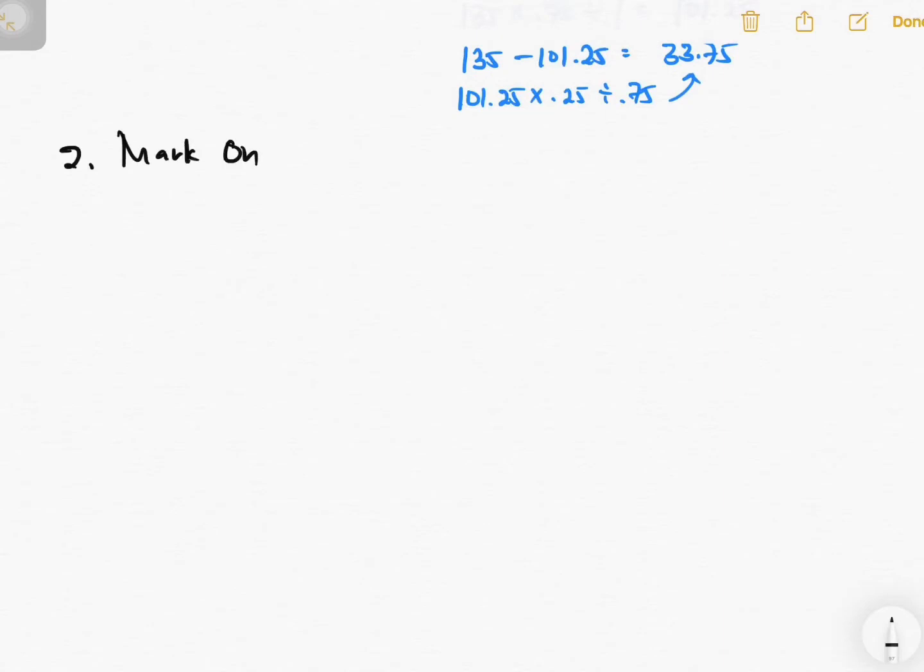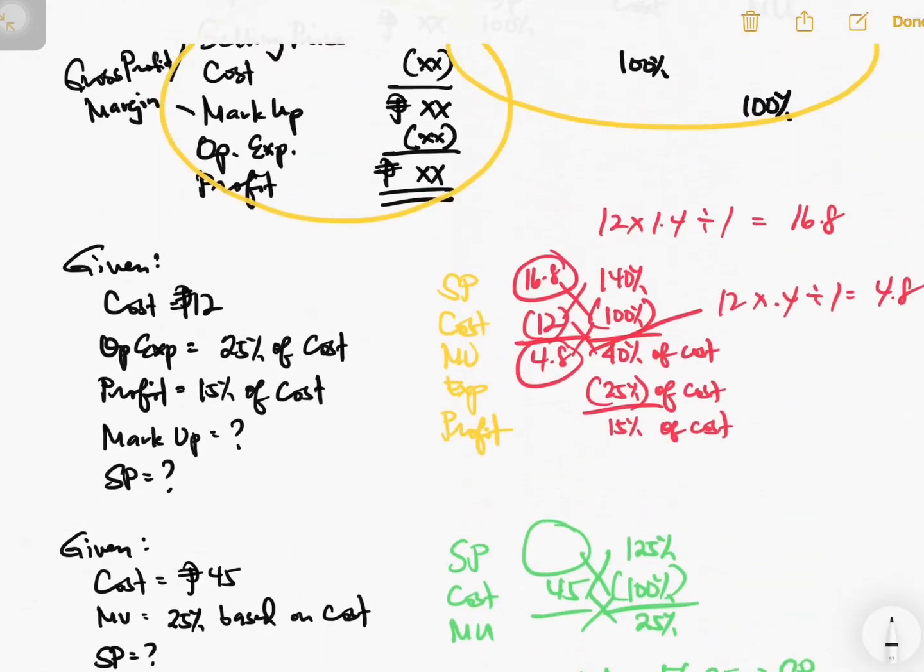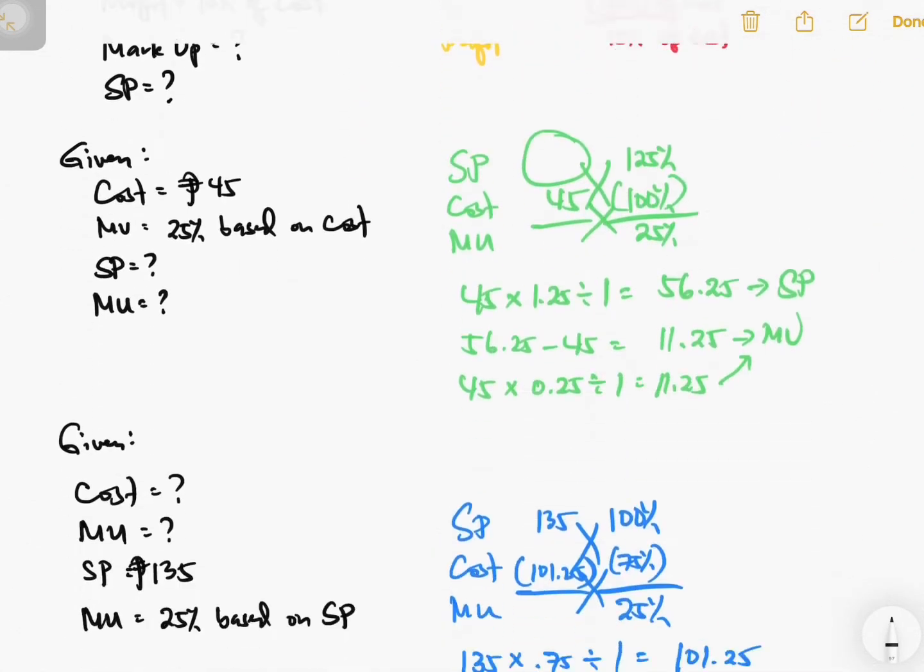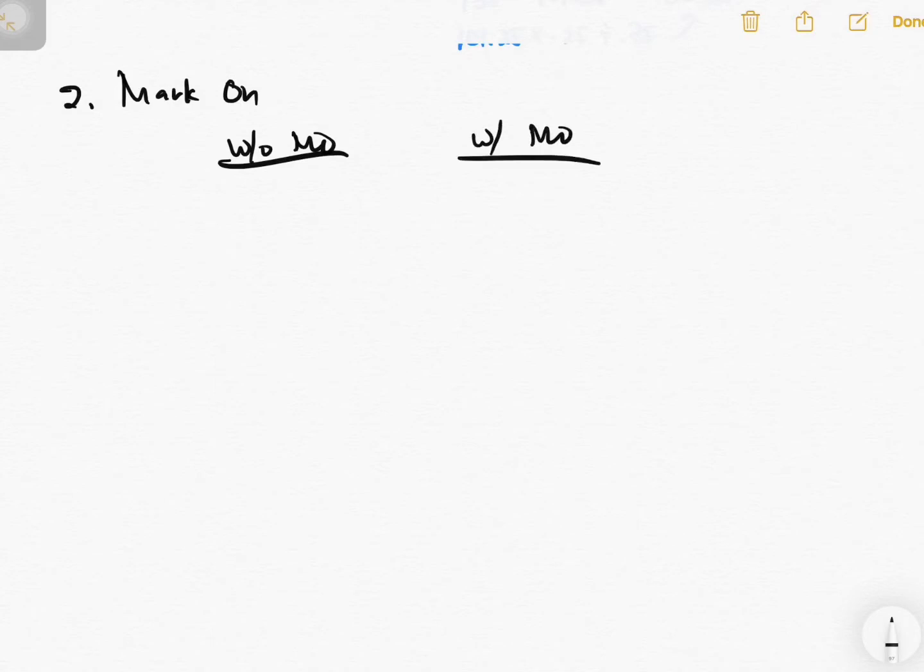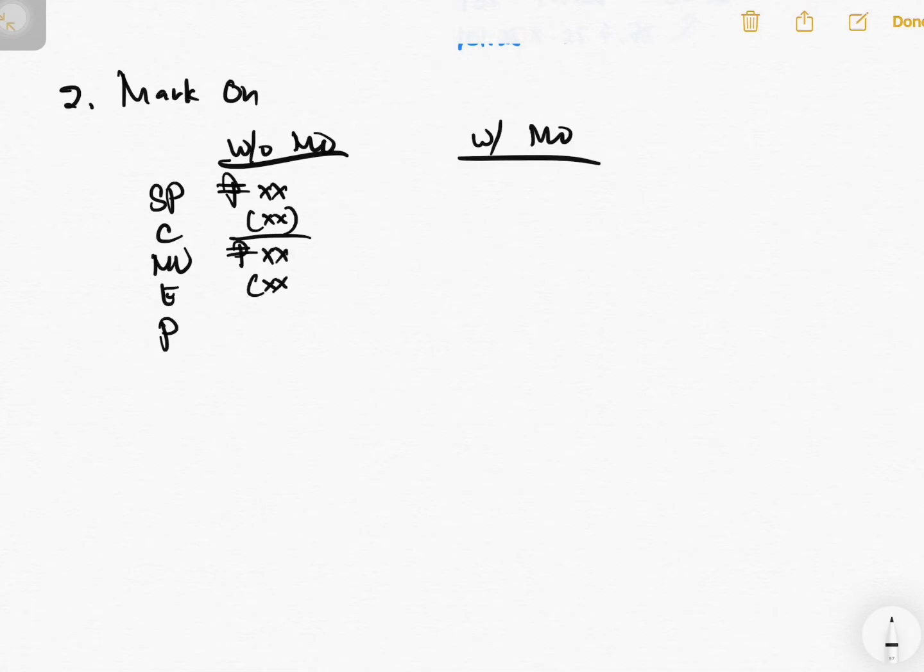For mark-on, you will still be using this, but you will be adding another column because this is how I approach the problems with mark-on. So you will have a column for without mark-on, and then another column for with mark-on. Let me set the formula. This is the selling price minus cost to get the markup, minus expense to get the profit, right? So you'll have the amount here, deduct, get the markup, deduct to get the profit. And I will just double rule.